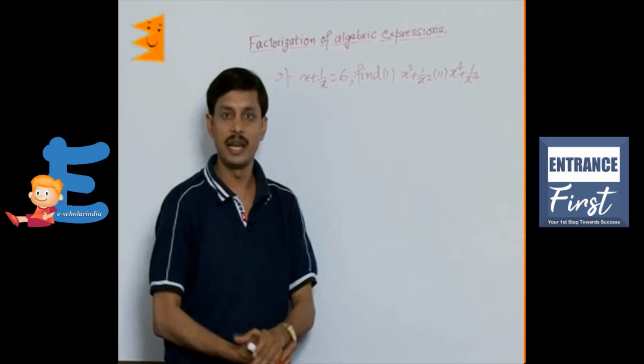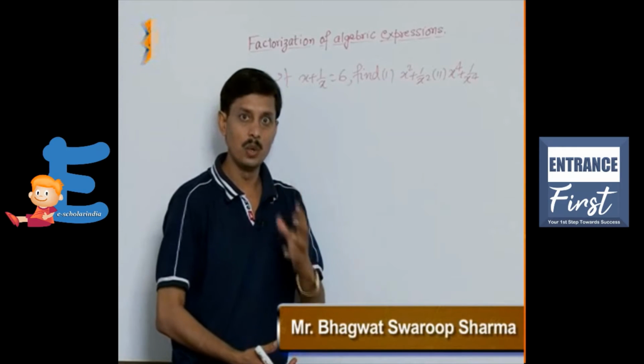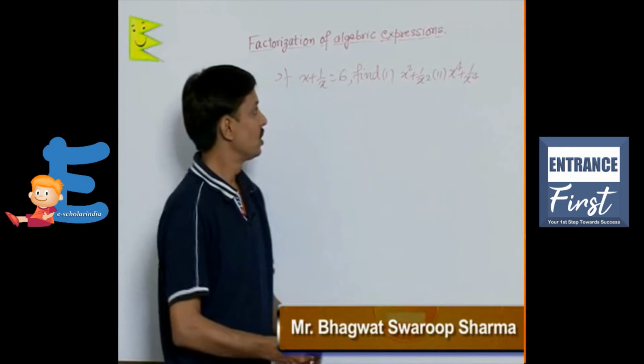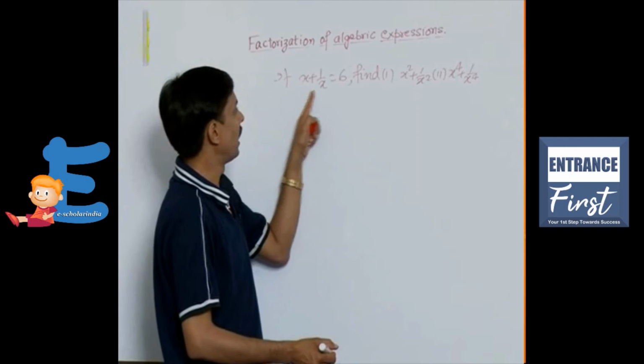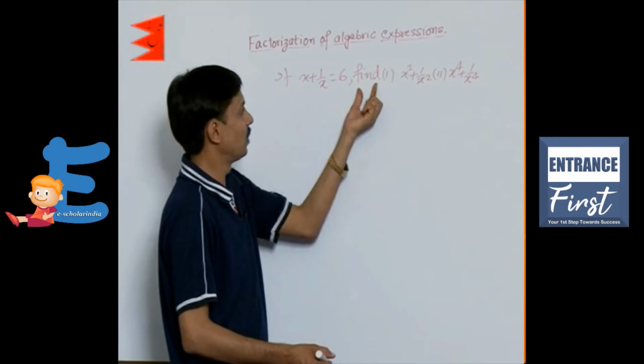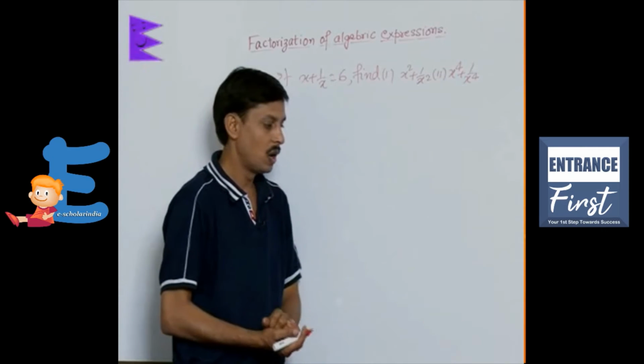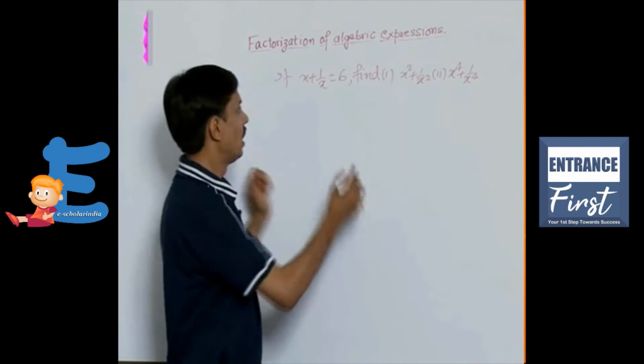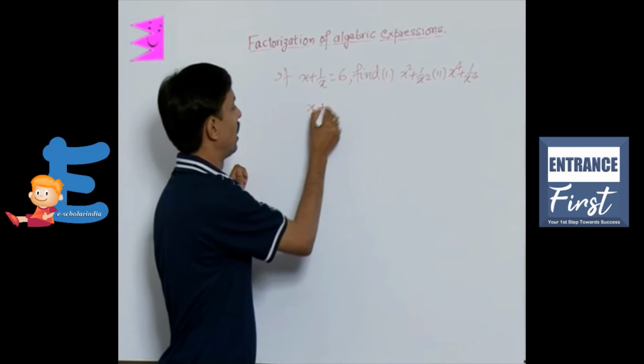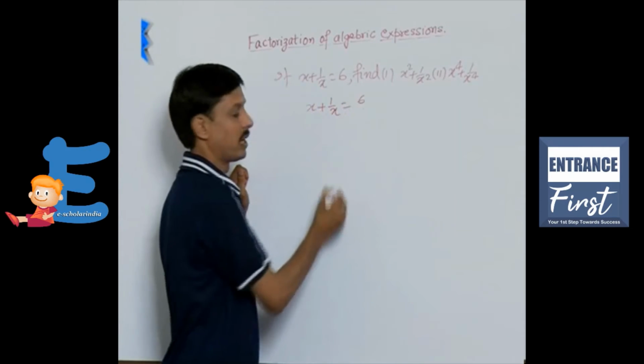Now I am taking an example where we will use the identities. The question is, if the value of x plus 1 upon x is 6, then what are the values of x square plus 1 upon x square and x4 plus 1 upon x4? As we have x plus 1 upon x is 6.